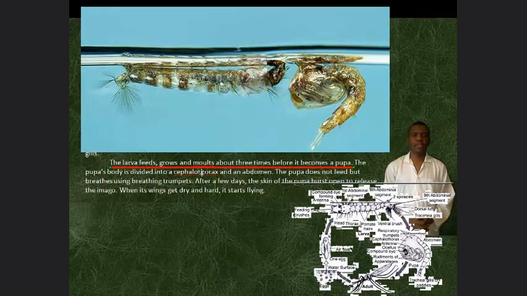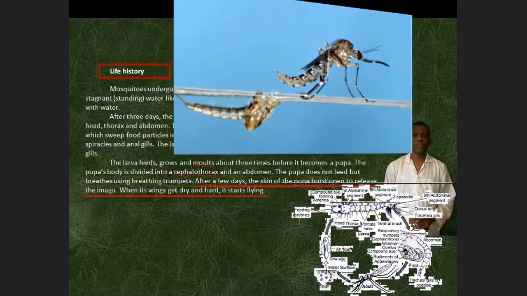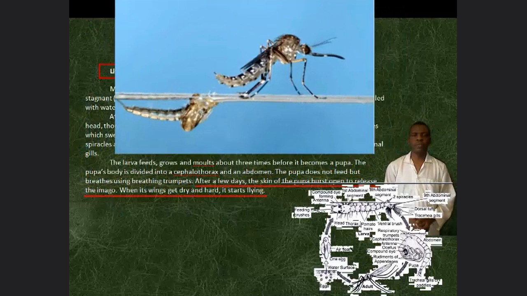The larva feeds, grows, and molts about 3 times before it becomes a pupa. The pupa's body is divided into cephalothorax and an abdomen. The pupa does not feed but breathes using breathing trumpets. After a few days, the skin of the pupa bursts open to release the adult or imago. When its wings get dry and hard, it starts flying.